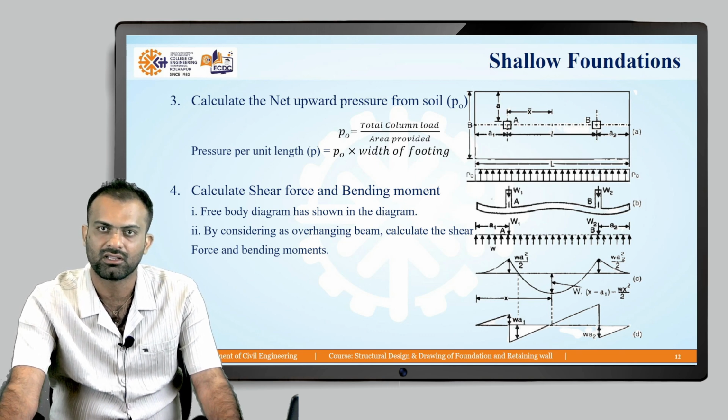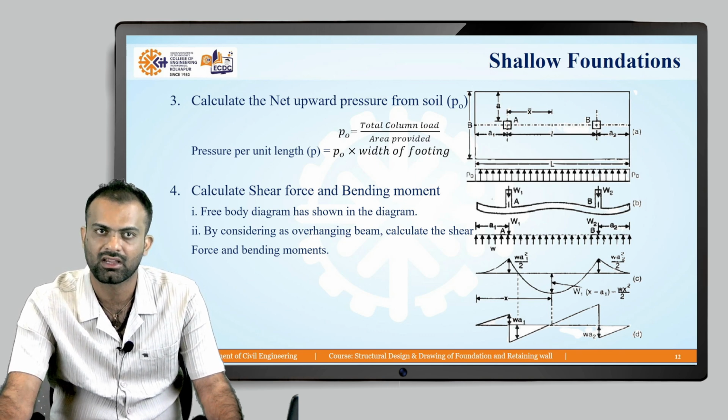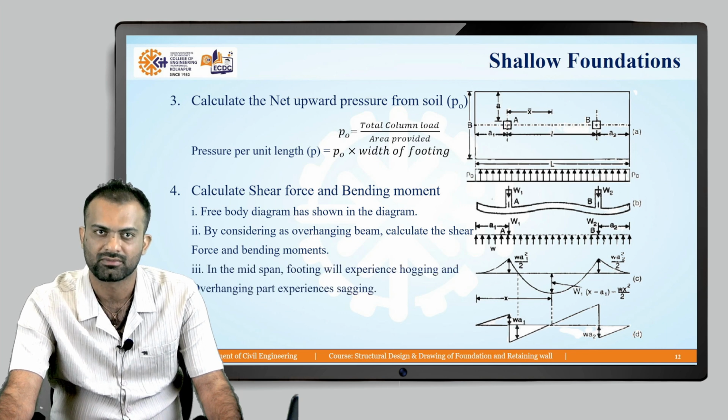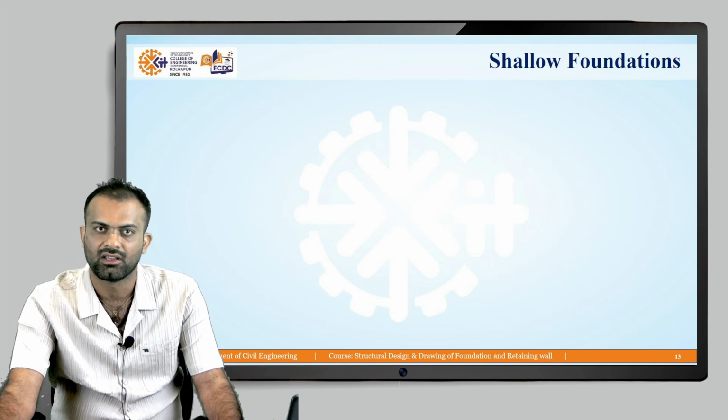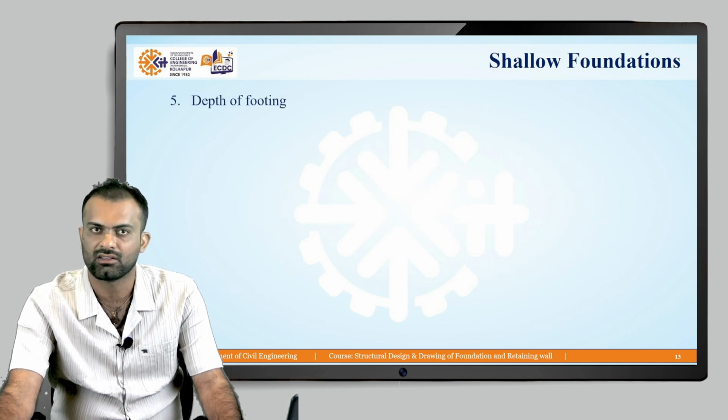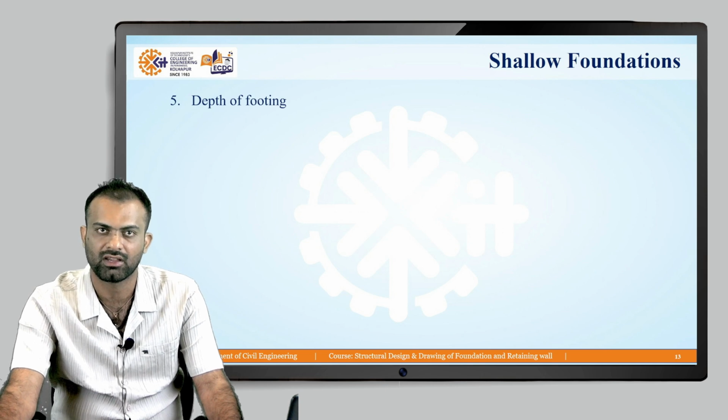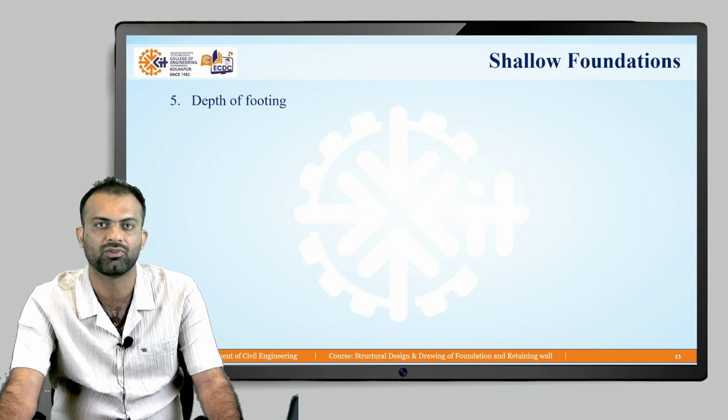So that is it. Calculate the shear force and bending moment. I already told you in mid-span the footing will experience hogging, and the overhang part will experience sagging moment. Next, after calculating the bending moment and shear force diagram, we need to find the depth of the footing.